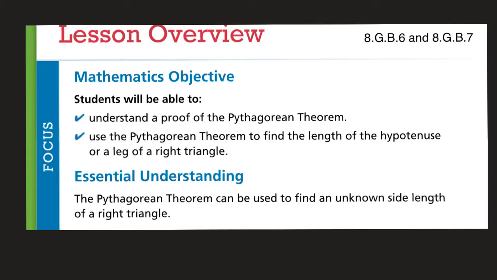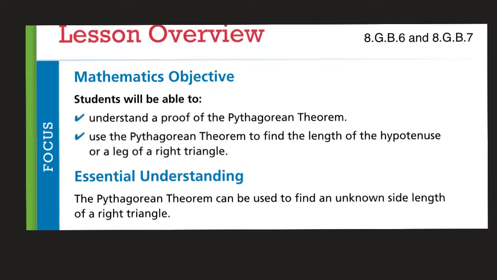Your objectives say, students will be able to, or I can, understand a proof of the Pythagorean theorem. And all that means is, are these values making it true or not true? That proof means you can decide, does this work or does it not? Also, students will be able to use the Pythagorean theorem to find the length of the hypotenuse or a leg of a right triangle. So that one has all kinds of goodies. There's lots of vocabulary there. We're going to look at that vocabulary in just a minute to figure out what it means.